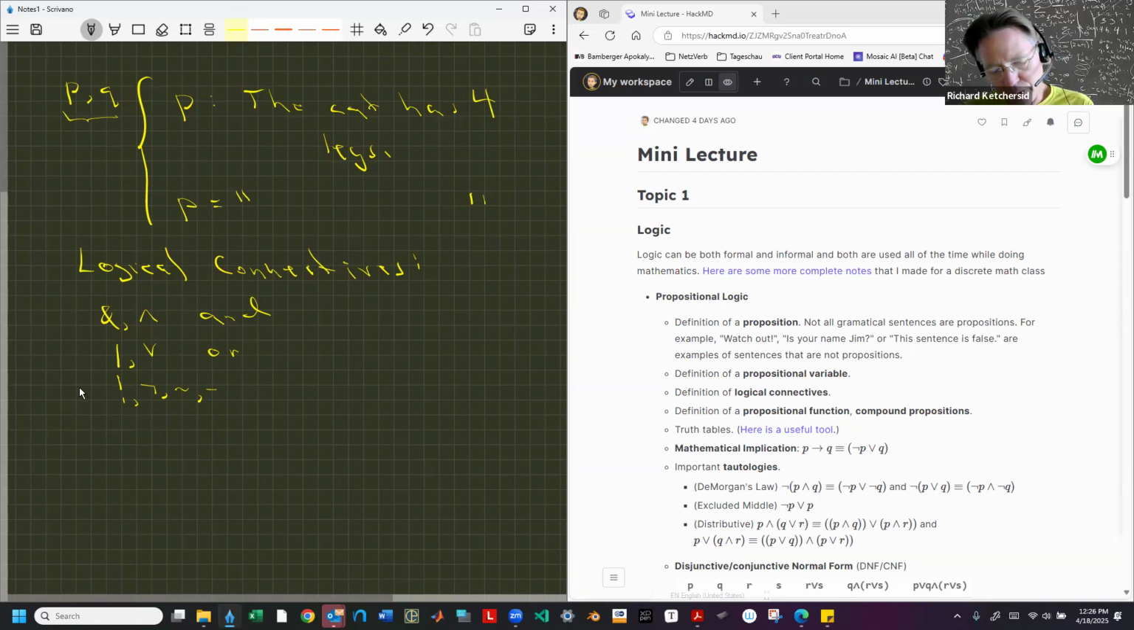The main thing is how they are used. Intuitively, P and Q is true precisely when both P and Q are true. So there's not much tricky about and. Or is a little tricky because in math we say P or Q is true if either P is true or Q is true or both. So it's called the inclusive or.